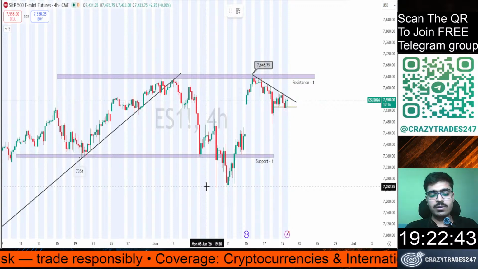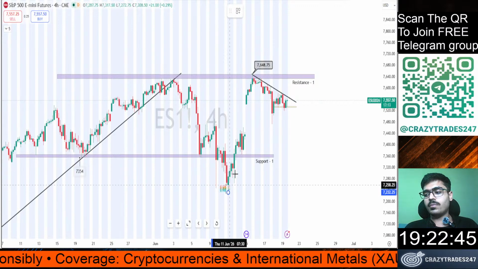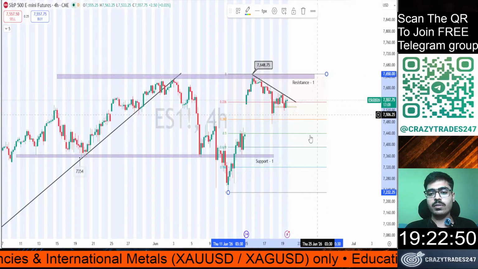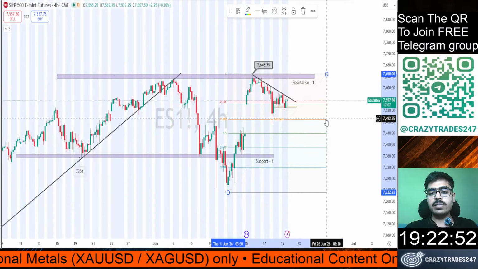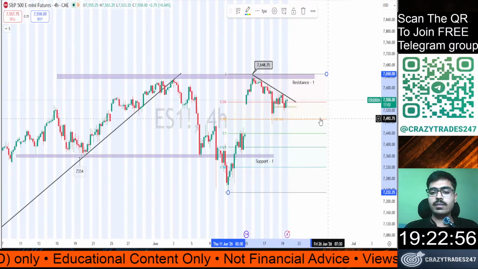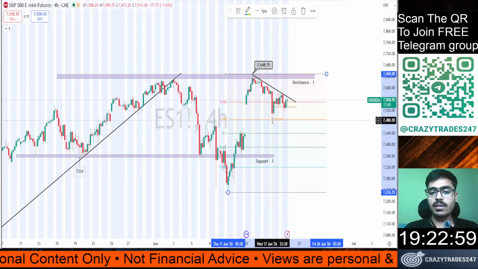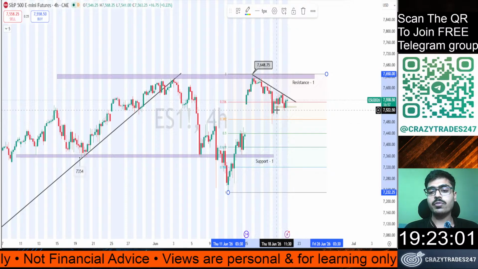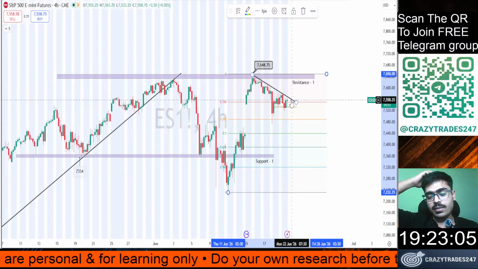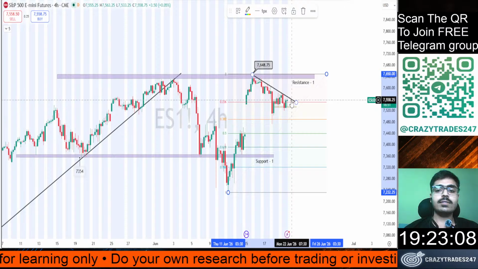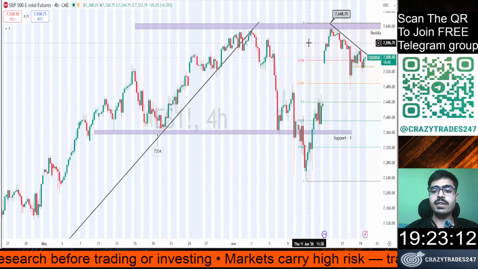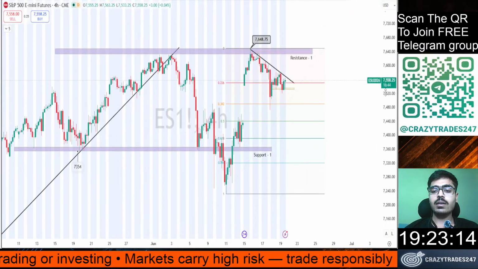Let us check from which point it started moving above. This was the level of 0.382, and after taking rejection from this very level, it started giving an up move. But this bearish trend line still is a major hindrance, preventing price from moving in an upper direction.